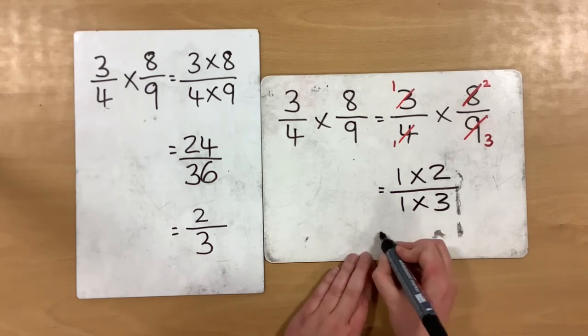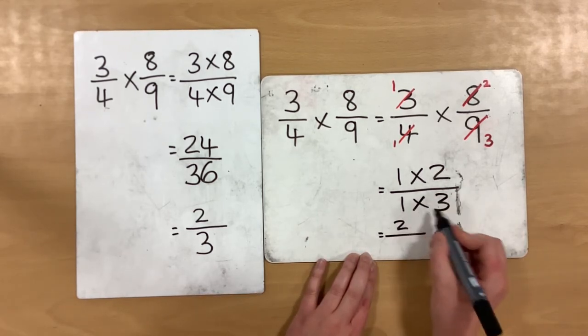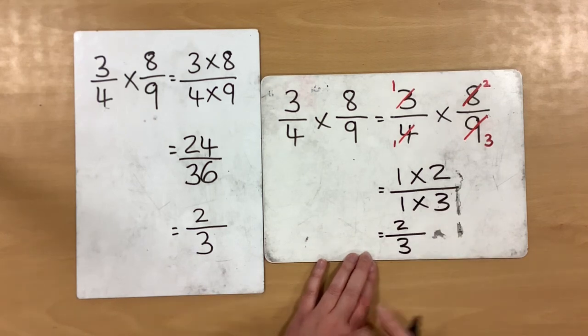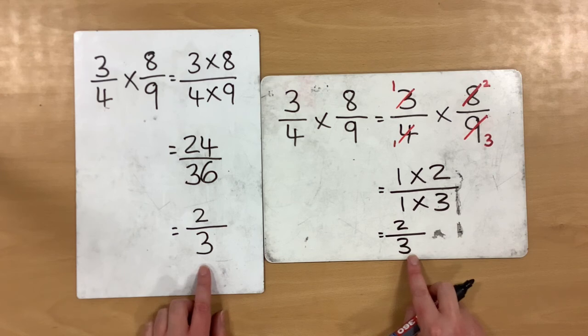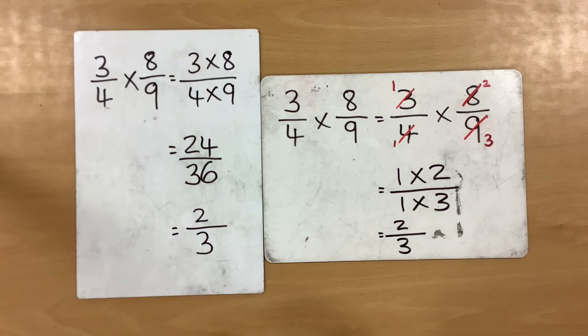Okay, now I can just work that out. 1 times 2 is 2. And 1 times 3 is 3. And my answer is 2/3. Okay, which is exactly the same as method 1. Okay, so this is just showing you 2 methods that you can use.